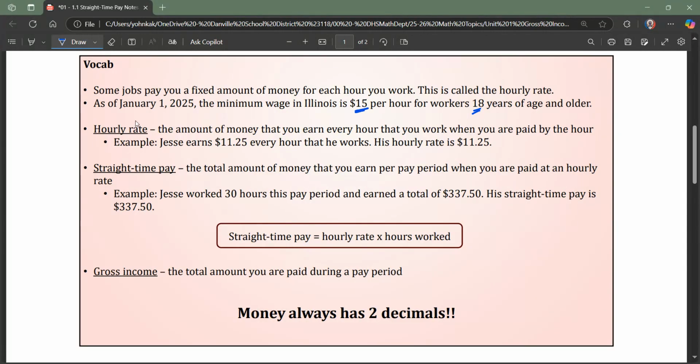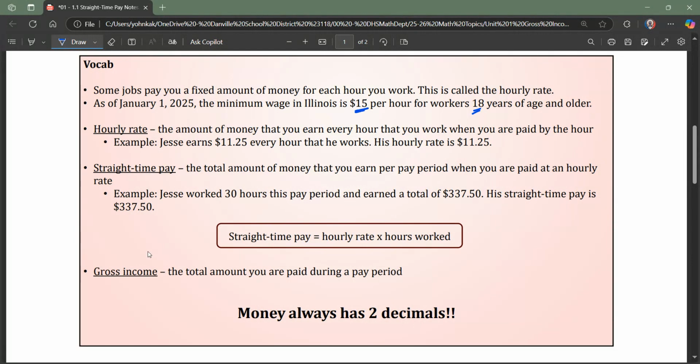So officially, hourly rate is the amount of money that you earn every hour that you work when you are paid by the hour. So for example, Jesse earns $11.25 every hour that he works. His hourly rate is $11.25.